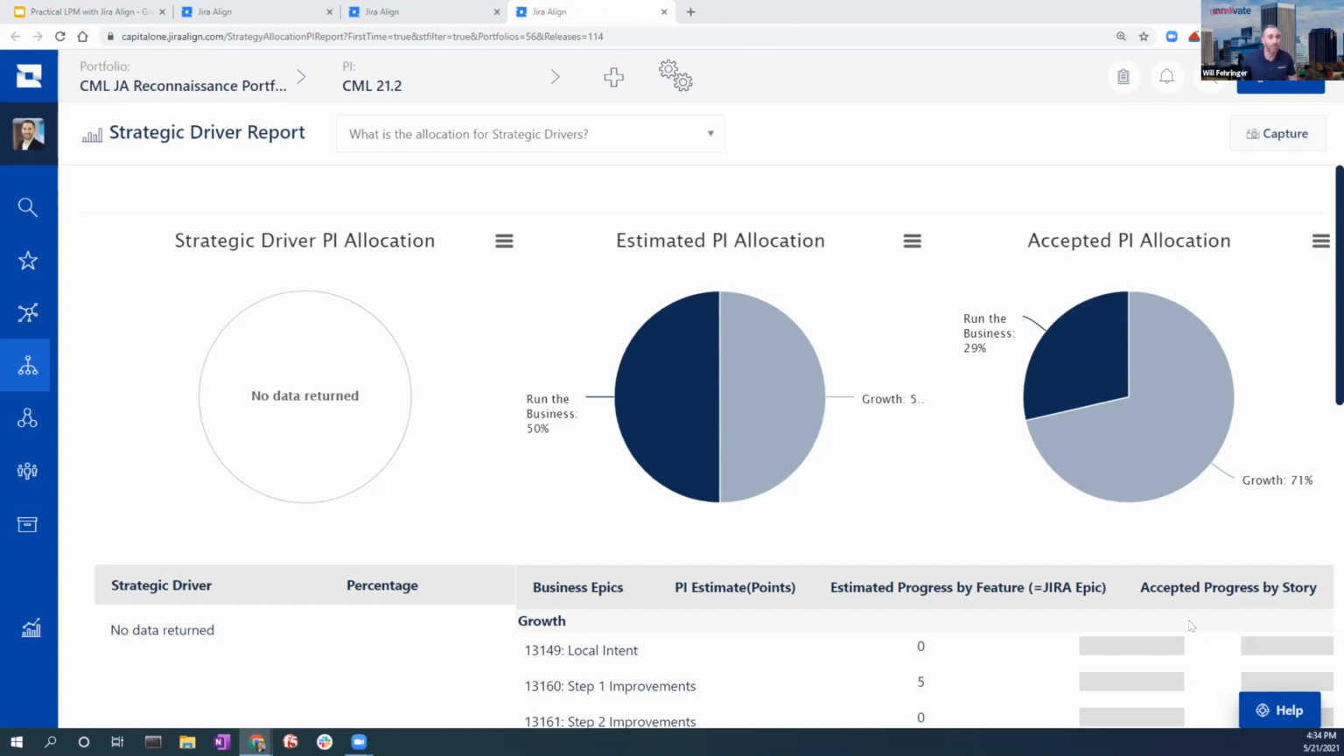Of course, you could put off run the business work for several PIs, accumulate a bunch of technical debt, and make your growth chart look really big for a couple PIs, but that's going to catch up with you really quickly. So what can we do to sustainably change our allocation, maybe allowing more growth work to happen and less run the business? Can we automate some of the run the business work, or do other things to lower this and allow for more growth work going forward?